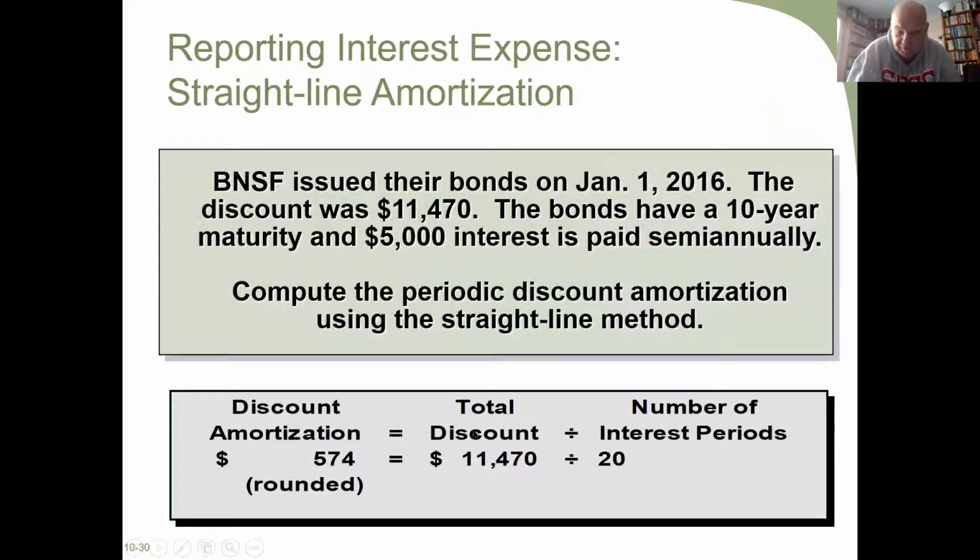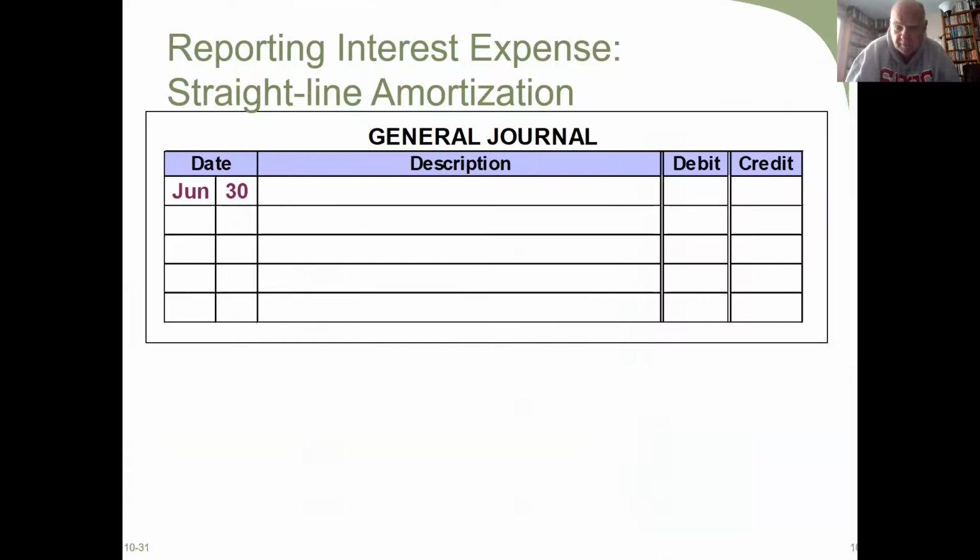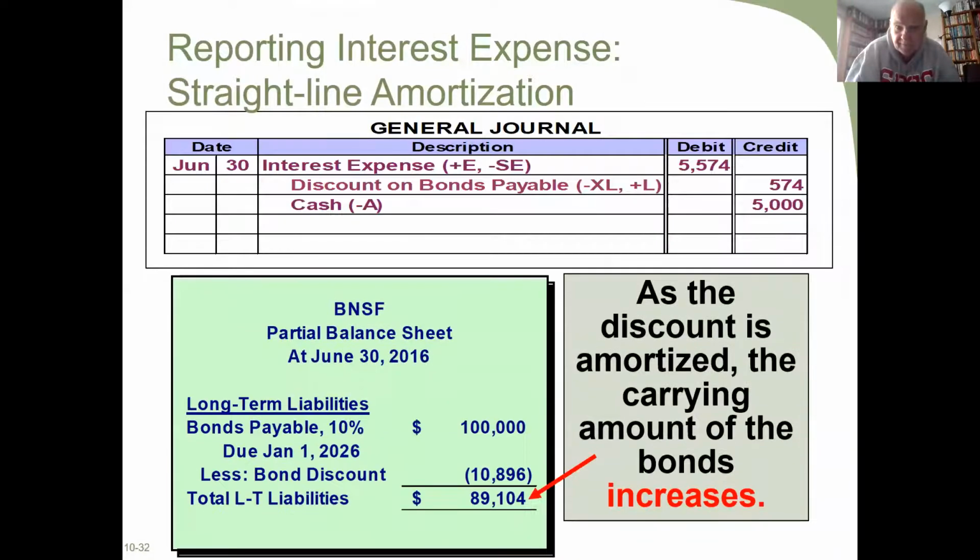What was the total discount we just came up with? $100,000 minus the 88,530. That's our total discount. We divide it by 20 periods. So we are going to amortize 574 per period. So look at your journal entry. How much do we have to pay? $5,000. How much did we amortize? The 574. That was the 11,470 divided by 20.